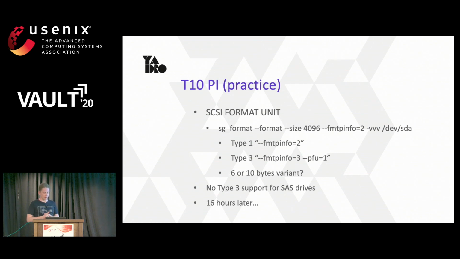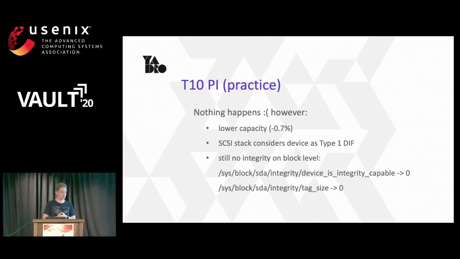Anyway, what we found is that no SAS drive supports type 3. At least NL-SAS and some flash SAS drives don't support it, so we don't have 6 bytes of metadata. We have only 2 bytes of metadata. And after 16 hours of formatting, we found out that actually nothing happens. We got a device with lower capacity. The SCSI stack says everything is in place, but nothing changed. The Linux block stack says it's still not integrity capable. It doesn't allow storing metadata, and actually nothing works.